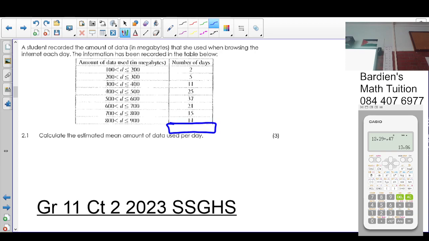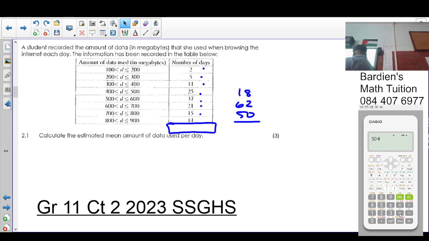So the number of days works out to be 2 plus 5 is 7, 18, 43, 37... You add that up. It'll be 50 plus 62 plus 8 gives you 130 days. So let's work out your mean.